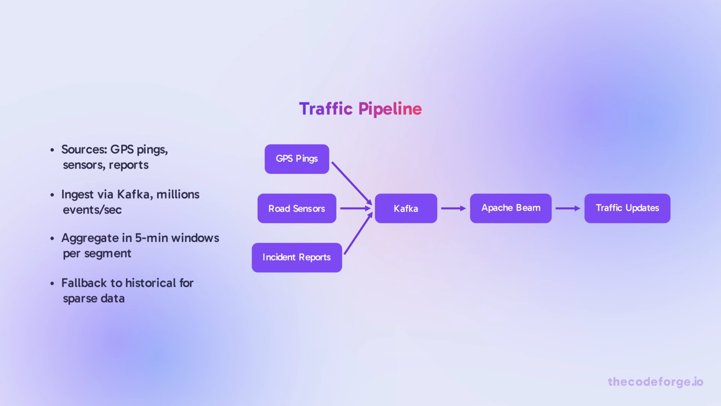Traffic data comes from GPS pings, road sensors, and incident reports. The pipeline ingests millions of events per second into Kafka, then aggregates them in 5-minute windows using Apache Beam. For roads with sparse data, it falls back to historical baselines.